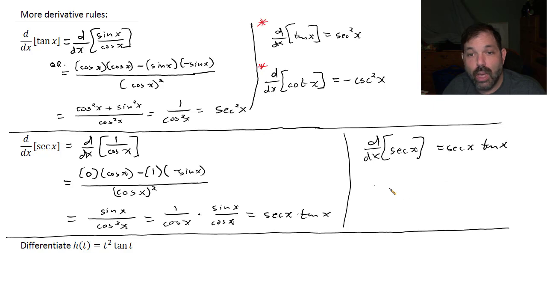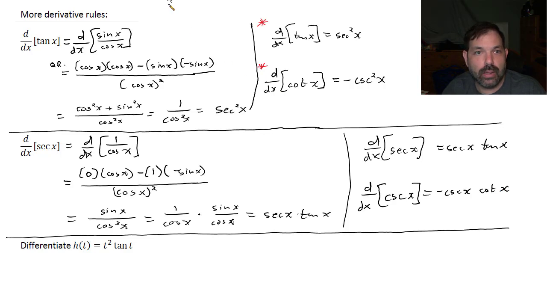Again, similarly, we can show, and I won't do it here, that the derivative with respect to x of the cosecant function, cosecant x, is negative cosecant x cotangent x. And again, these are two more rules that we should add to our memory. So now let's see an example.